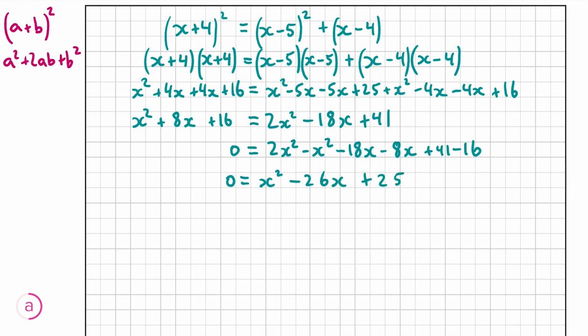So now we can use the guide number method to solve this, as it's a quadratic trinomial. So we're going to do the coefficient of the x squared, which is just 1, times by the constant, which is 25.